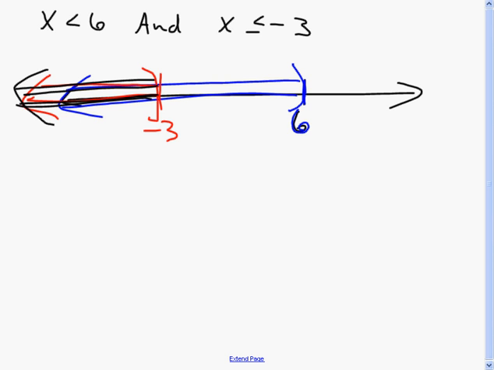So for me, in interval notation, that would be from negative infinity to negative 3, and since there's a bracket at negative 3, that's what we use. So we use a bracket at negative 3. So that would be where my overlap is.